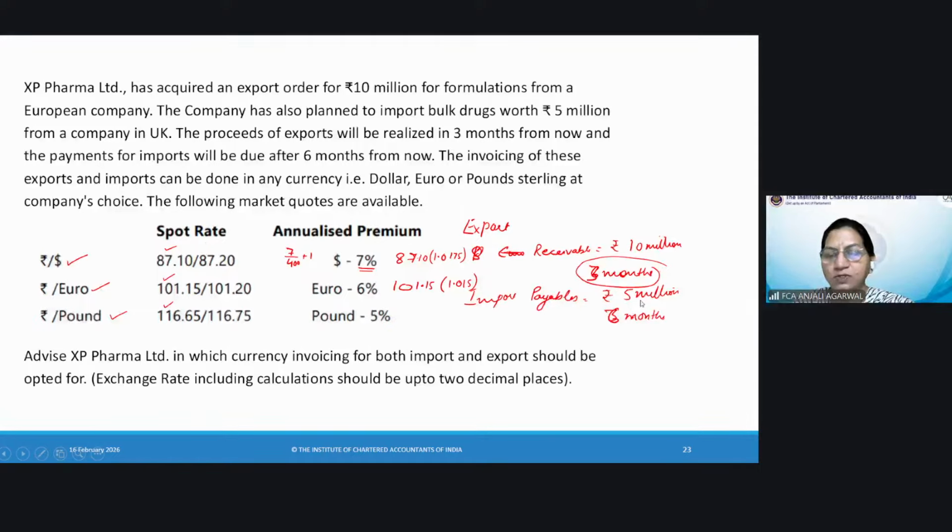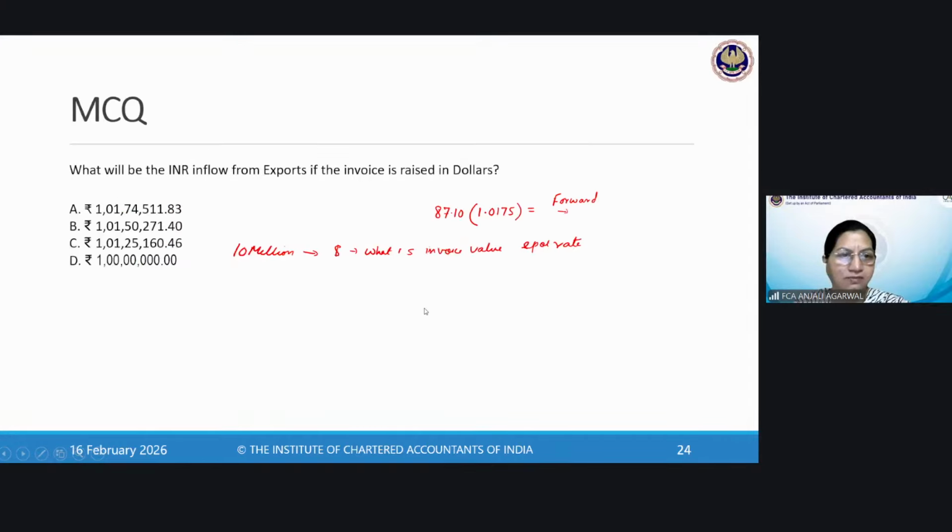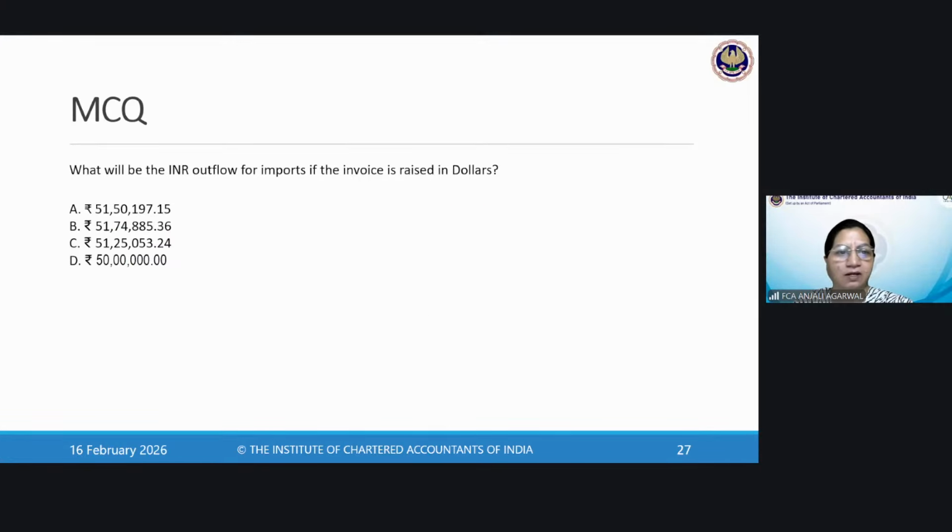Similarly, for imports also, you have 3 months and 6 months for the imports and 5 million. For that, you will use the ask rate and convert it into current currency. Then you will ultimately find out, once again using these rates, what the forward rate will be, and find out where the payables are least. So where the receivables are maximum and payables are least, that would be your answer. Okay, team, these will be the questions. So what will be the INR outflow for imports if the invoice is raised in pounds, and so on.